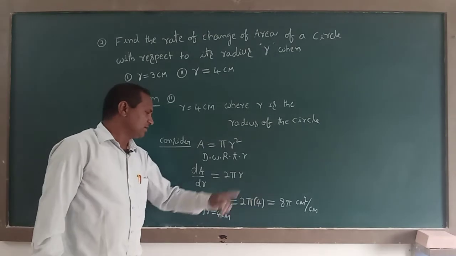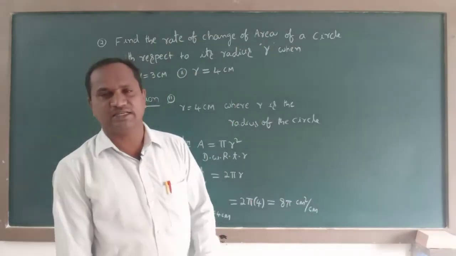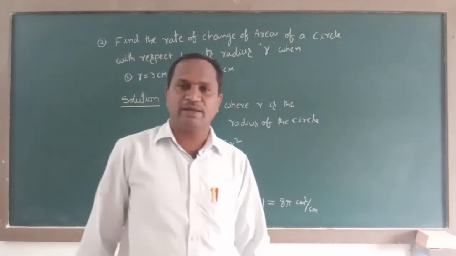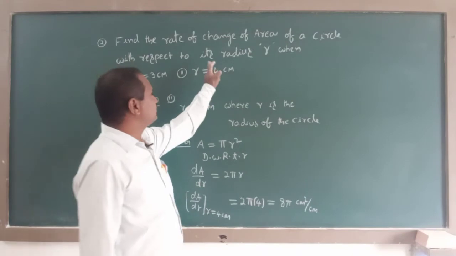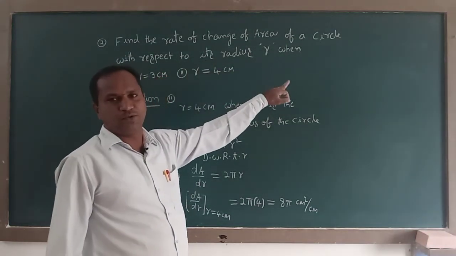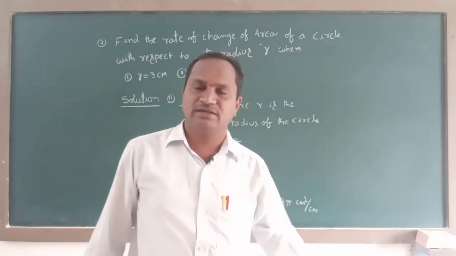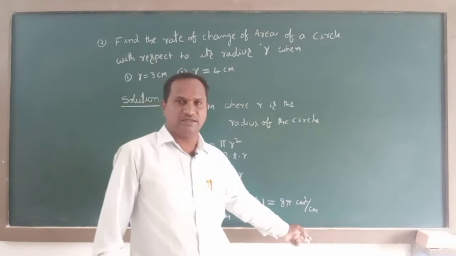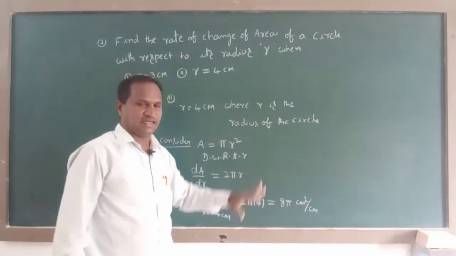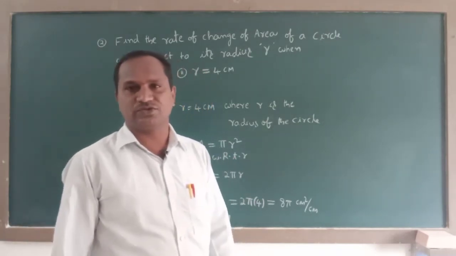It is the measurement for area, centimeter square per centimeter. Why I am writing centimeter square per centimeter: they are asking the rate of change of area with respect to its radius, and they gave the measurement for radius in centimeters. That's what I have mentioned here. It is the answer for the second question. Now we are going to solve another question.